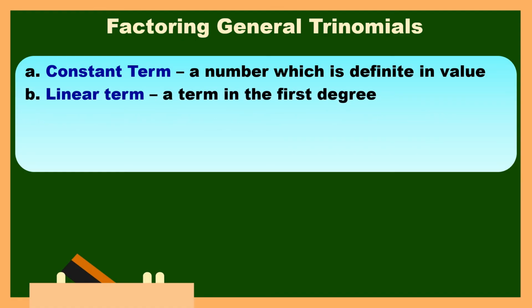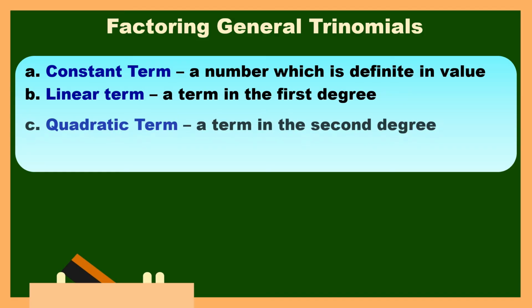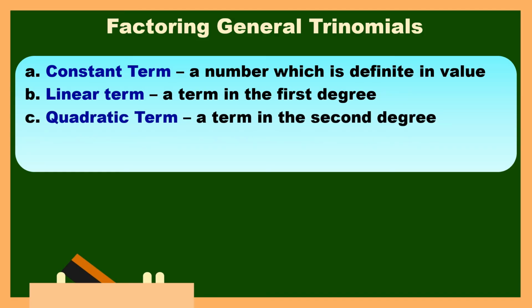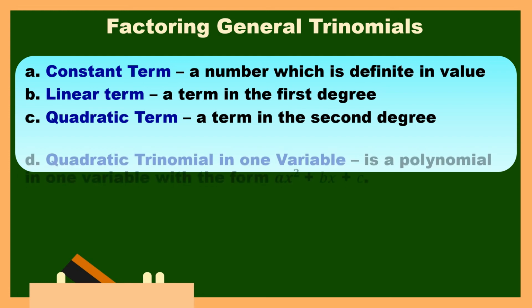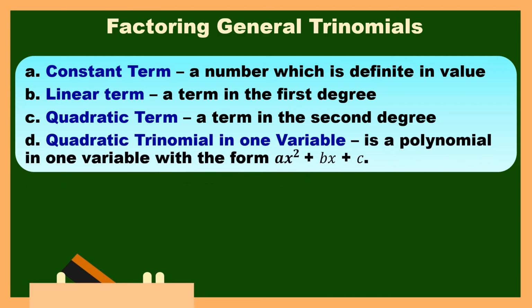So, bakit siya sinabing first degree? Kasi po, ang kanyang exponent dito ay 1. And C, quadratic term. It is a term in the second degree. Ito naman po yung term na merong exponent na 2. And letter D, quadratic trinomial in one variable, is a polynomial in one variable with the form of ax squared plus bx plus c.